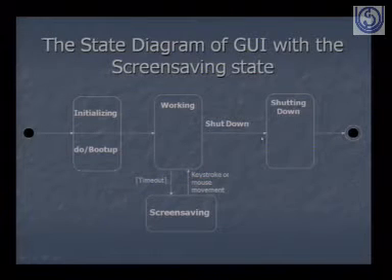So this particular figure not only ends here. So the state diagram of GUI with the screen saving state. Suppose let us take the working state here in the GUI. After the initialization is over, and after that GUI appears on the desktop, it is ready, it is giving a provision to work with the programs and the tools that are available on the system.